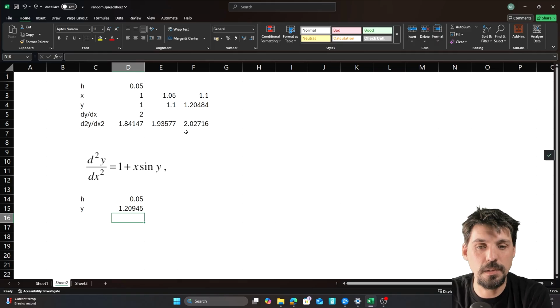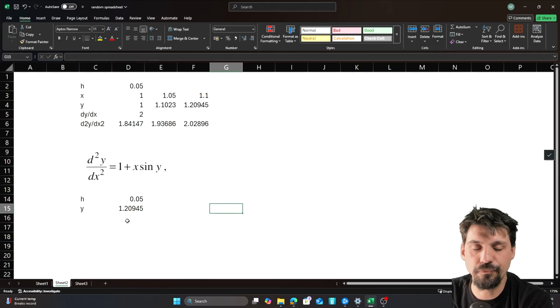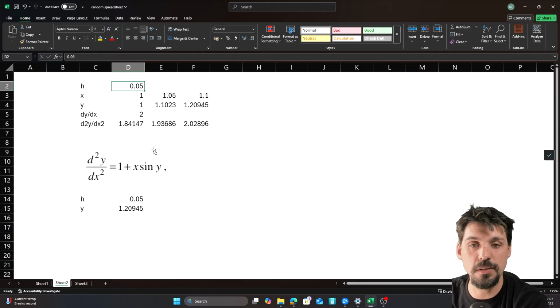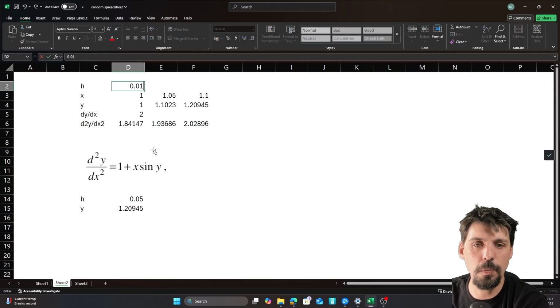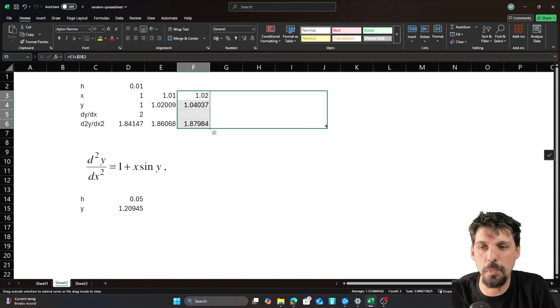In fact, I want that value there. Doesn't matter. All right. We'll go check that at the end. But what I want to look at here is what happens if I make the step size smaller. So instead of 0.05, what do we go to 0.01? Now, obviously, I'm going to take a few more steps here to get to 1.1.